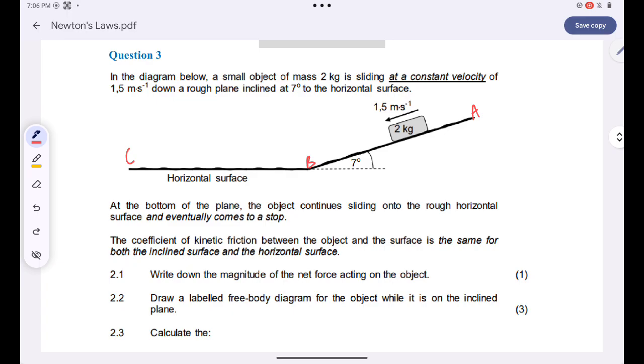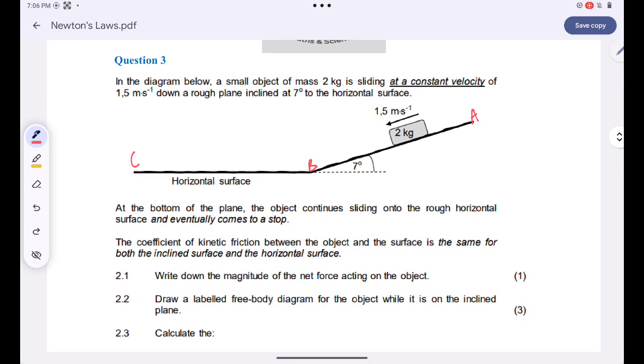At the bottom of the plane, the object continues sliding onto the rough horizontal surface and eventually comes to a stop. The coefficient of kinetic friction between the object and the surface is the same for both the inclined surface and the horizontal surface. Question 2.1: they want us to write down the magnitude of the net force acting on the object.